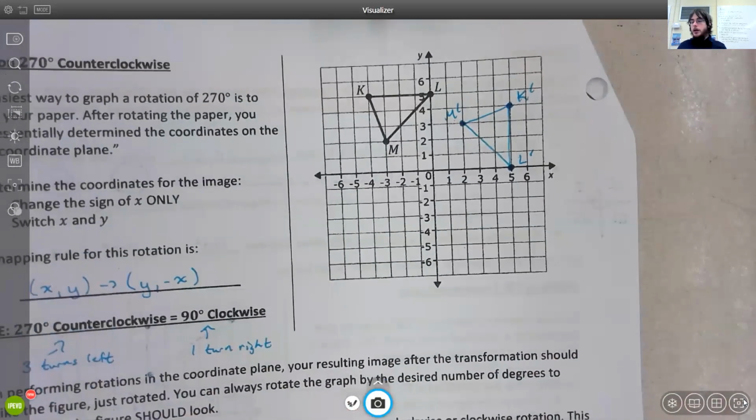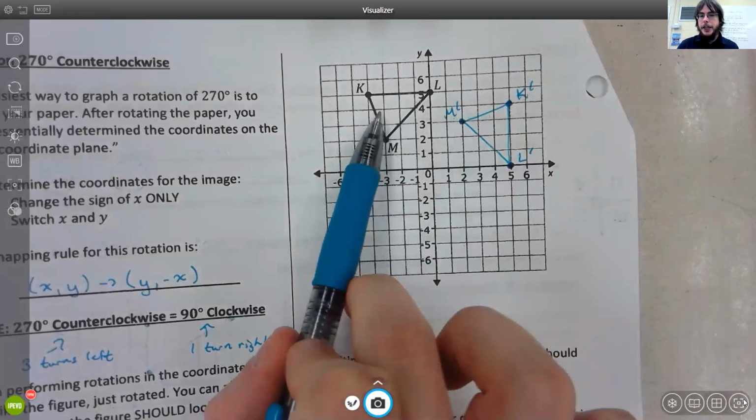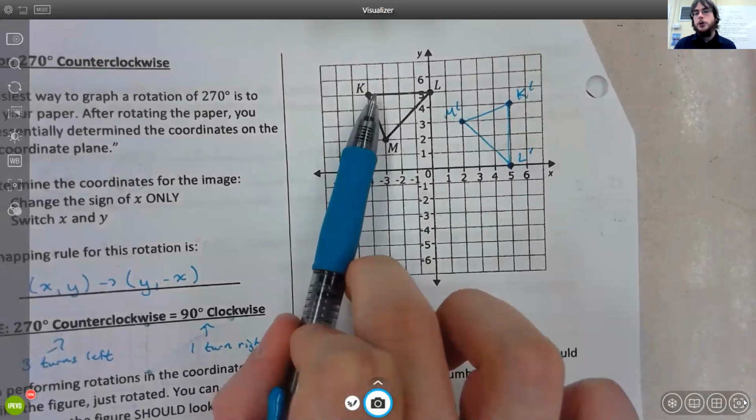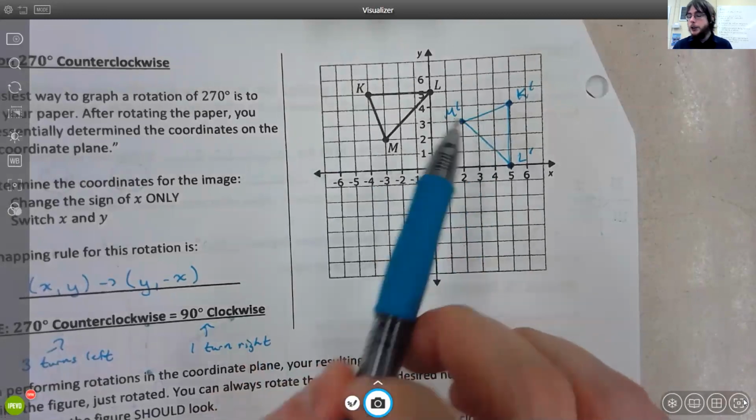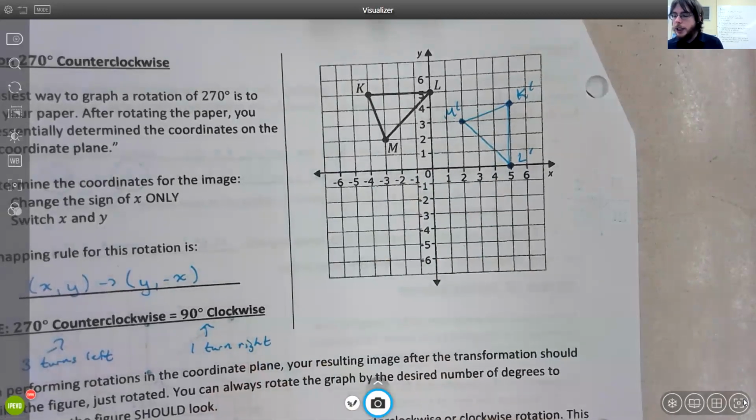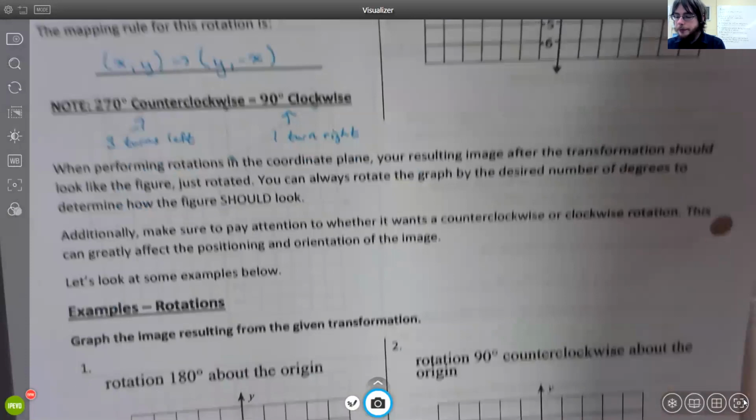Okay. So keep in mind when you're doing rotations, it's very important to make sure you pay attention to the degree of the rotation, but also the direction, because those significantly change the way it should be. Okay. Now we could have talked about how this was in the second quadrant. So if you do a 270 degree, it would go 3 quadrants and you'd have to be in the first. But I wanted to keep it as simplified as possible.